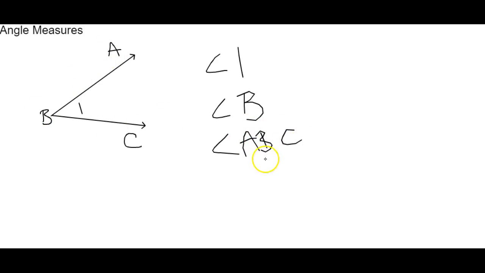This video will be about angle measures. When you look at an angle, it is formed by two rays that meet at a vertex. You can name an angle either using a number inside, this could be angle 1, the letter at the vertex, it could be angle B, or sometimes you have to use 3 letters, A, B, C, where the vertex is the center letter.